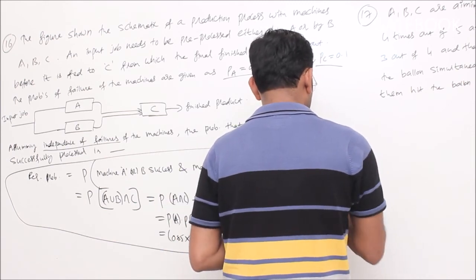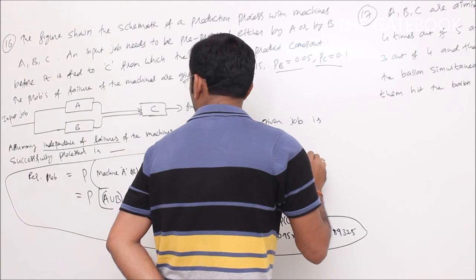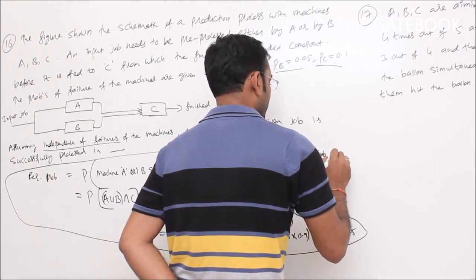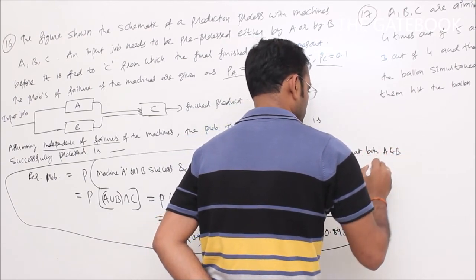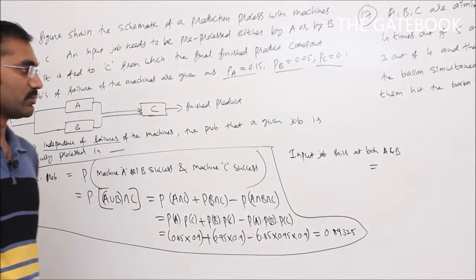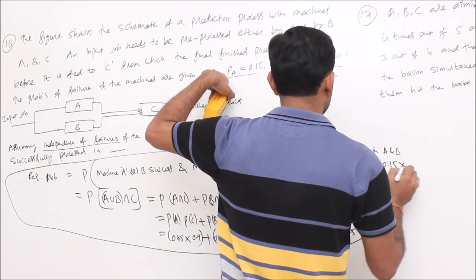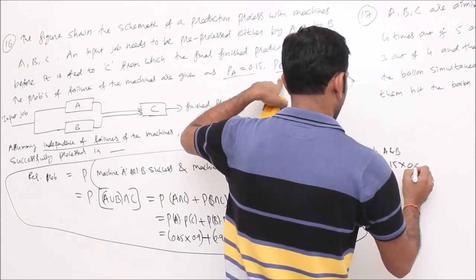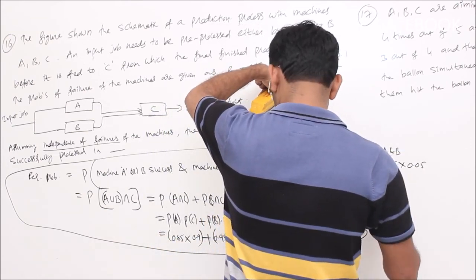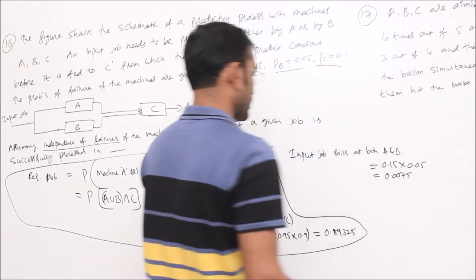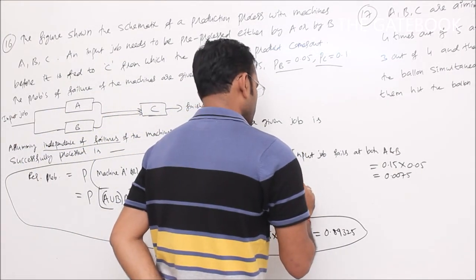To find the required probability, first we find the probability that the input job fails at both A and B. For A, failure is 0.15, and for B, the corresponding failure is 0.05. Multiplying these two gives 0.0075. The input job fails at both A and B with probability 0.0075. Now, what about the input job?